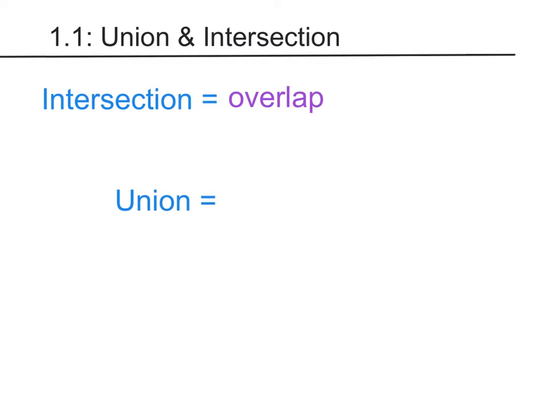An intersection is an overlap. It could be the overlap between two sets of numbers. It could be the overlap between two segments. It could be the overlap between a segment and an array. It's the overlap of two different quantities.